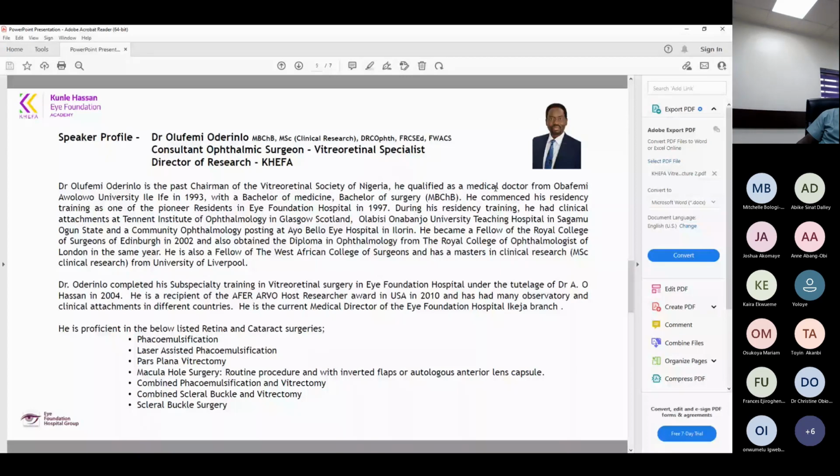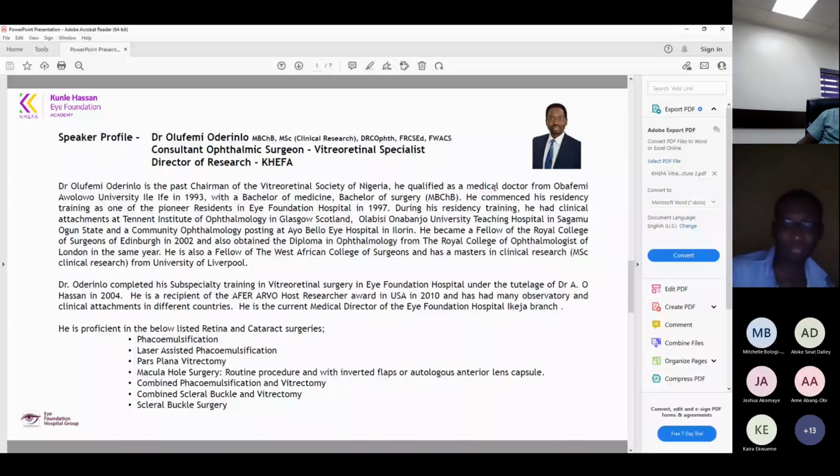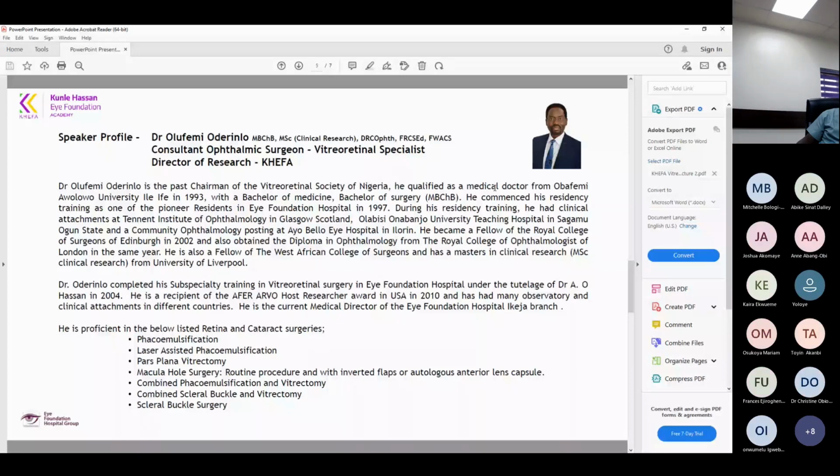He became a fellow of the Royal College of Surgeons of Edinburgh in 2002 and also obtained his diploma in ophthalmology from the Royal College of Ophthalmologists of London in the same year. He is a fellow of the West African College of Surgeons and has a master's in clinical research from the University of Liverpool in the United Kingdom. Dr. Odenrilo completed his subspecialty training in vitreoretinal surgery in Eye Foundation Hospital under the tutelage of Dr. Adekunle Hassan in 2004. He is a recipient of a research award in the USA in 2010 and has many observatory and clinical achievements in different countries.